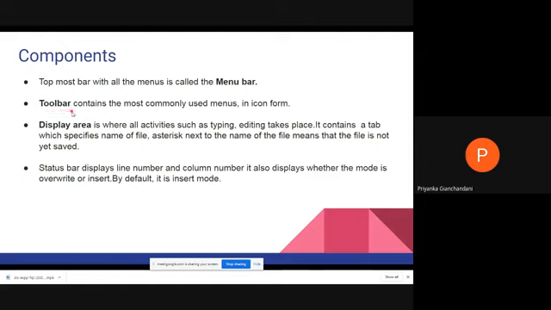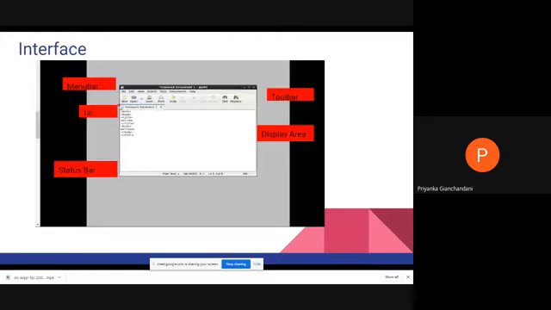Then we have the toolbar, which contains the most commonly used menus. Then there is a display area where we do all the editing and the typing. Plus it even contains the name of the file. So if you see, there is an asterisk sign near the name of the file. This asterisk sign specifies that the file has not yet been saved. Once we save the file, this asterisk sign would disappear, right?